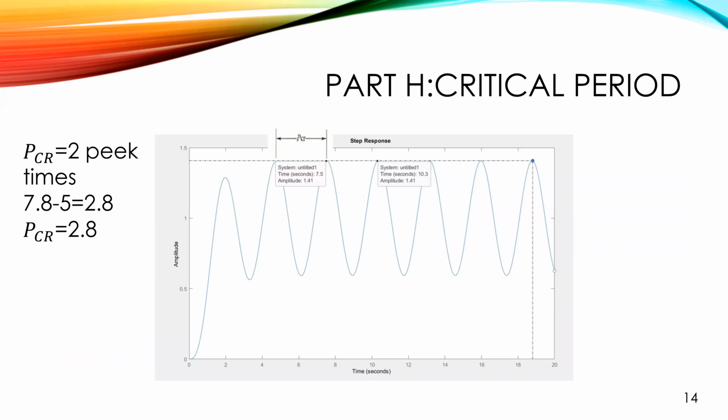Here we have calculated the critical period by taking the times of two peaks, and we got 2.8. As you can see in the graph right here, I have it labeled. These are the two peaks we used.